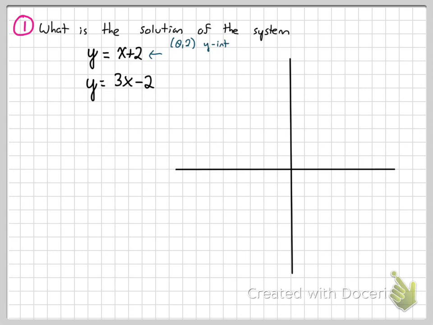These are both in slope-intercept form, which makes them relatively easy. My y-intercept is (0, 2), so I'm going to start there. And then my slope is 1, meaning I'm going to move up 1 over 1. So I'm going to count up 1 over 1 each time, and then work backwards and go down 1, left 1, and then I'll make my line.